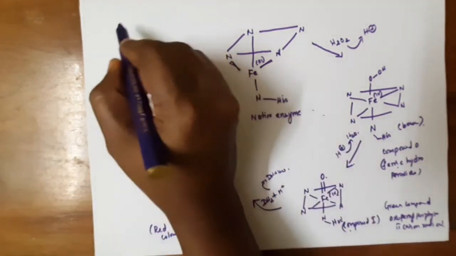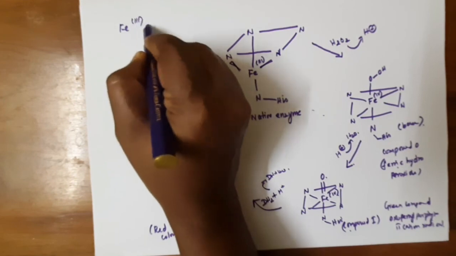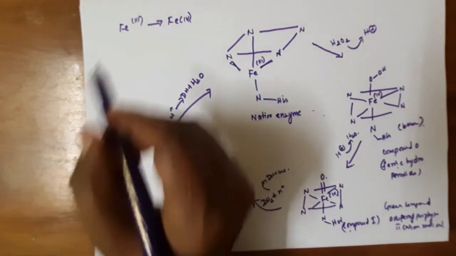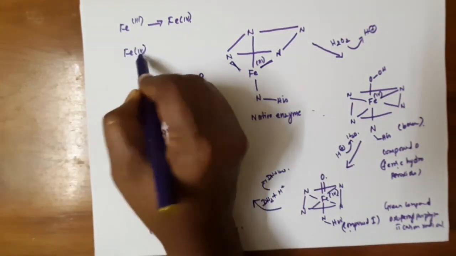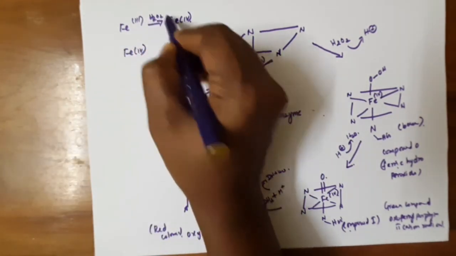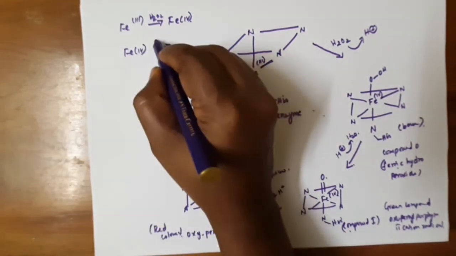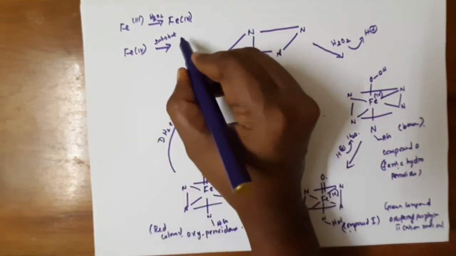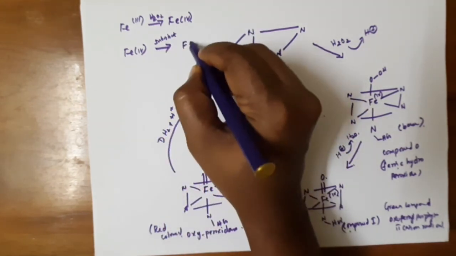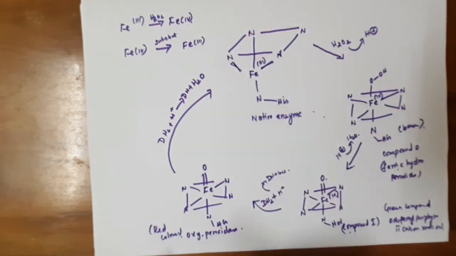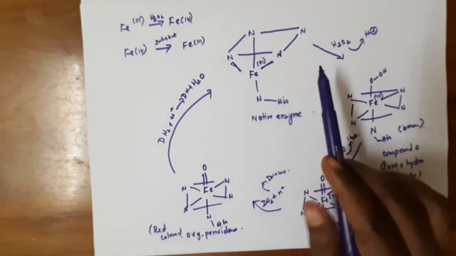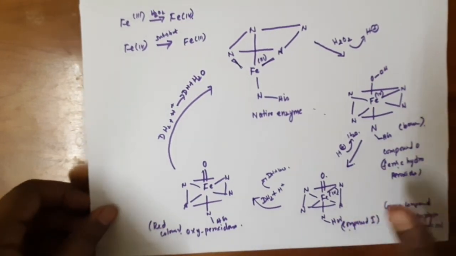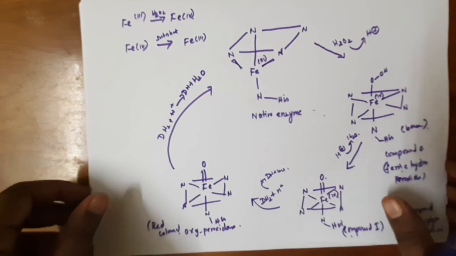Simply, Fe3+ is converted into Fe4+ in the first stage with the help of hydrogen peroxide, and this Fe4+, with the help of another reductant substrate, converts back into Fe3+, which is the native enzyme, by producing a water molecule. So this is the overall mechanism of the peroxidase enzyme.